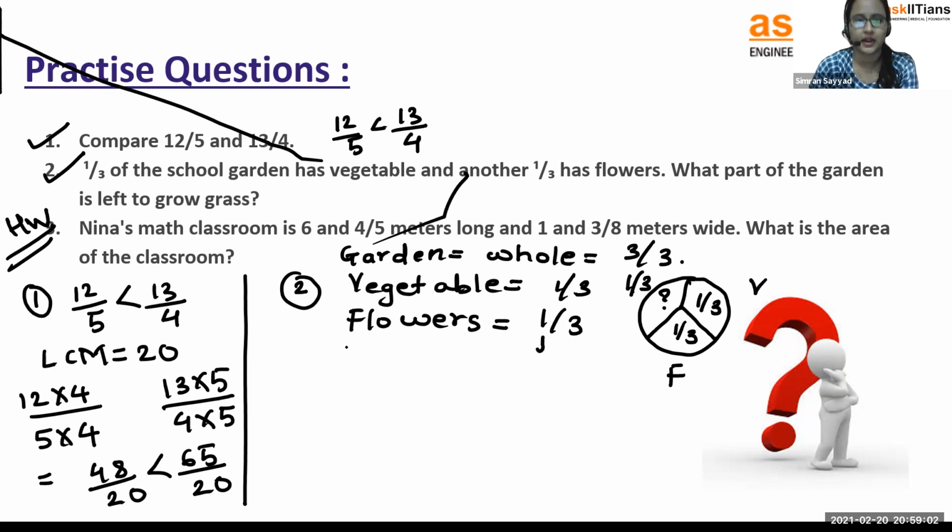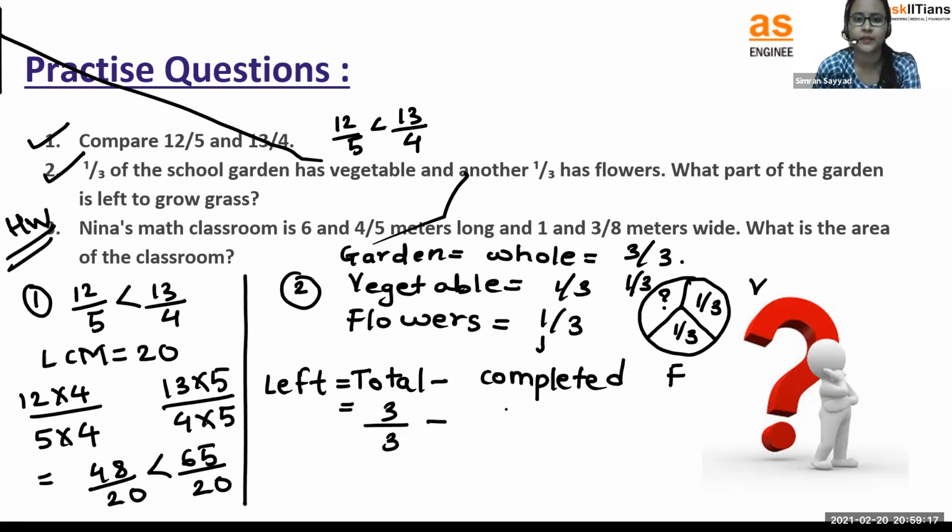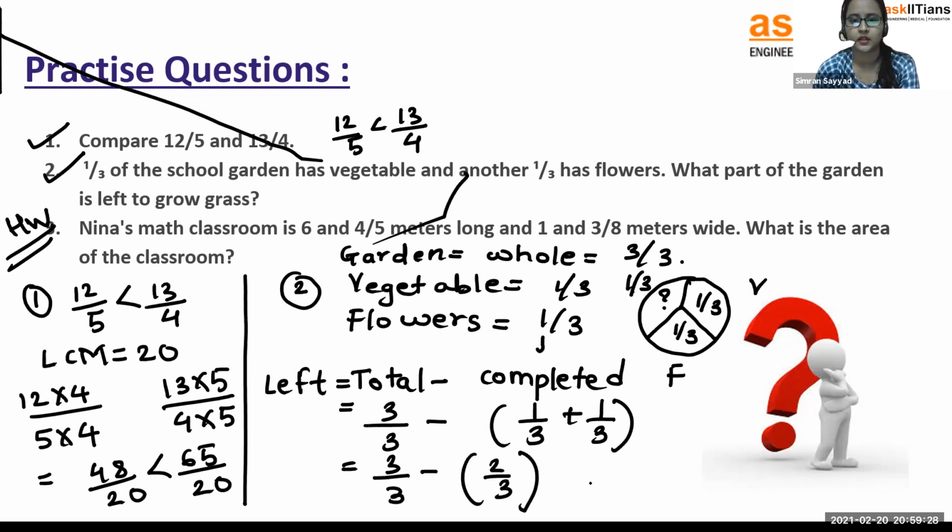So what part of the garden is left? Again, अगर आपको लेफ्ट निकालना है, so total minus completed. यही फॉर्मूला यूज किया था ना हमने वहां पे. So total कितना है मेरा? 3 by 3. Completed, oh my god, completed तो मैंने निकाला ही नहीं. कोई बात नहीं, मैं यहाँ पे कर लेती हूँ. So it is 3 by 3 minus 2 by 3. So 3 minus 2 is 1 by 3. This is my answer. Yes, यही मिला था ना मुझे यहाँ पर भी. Simple है. Okay? Understood, dear students?